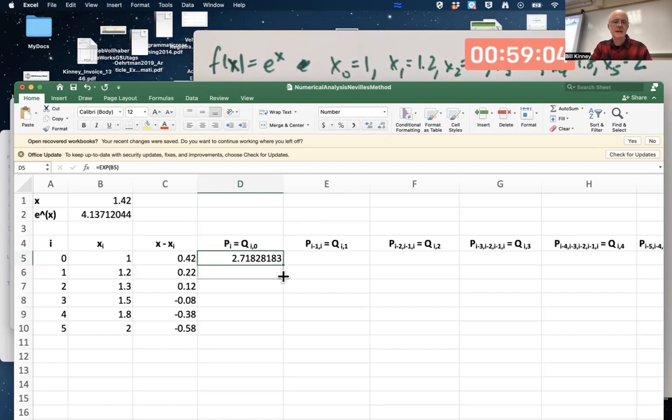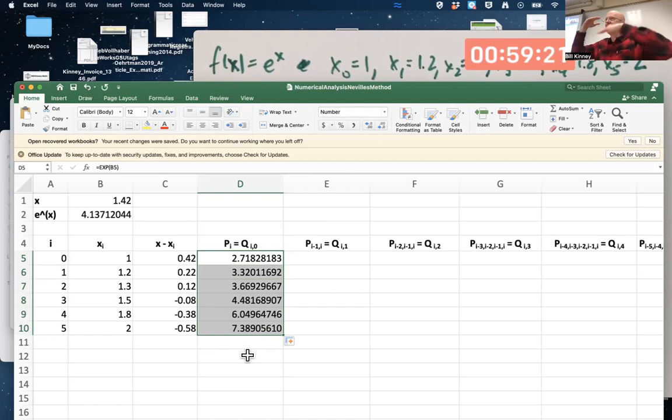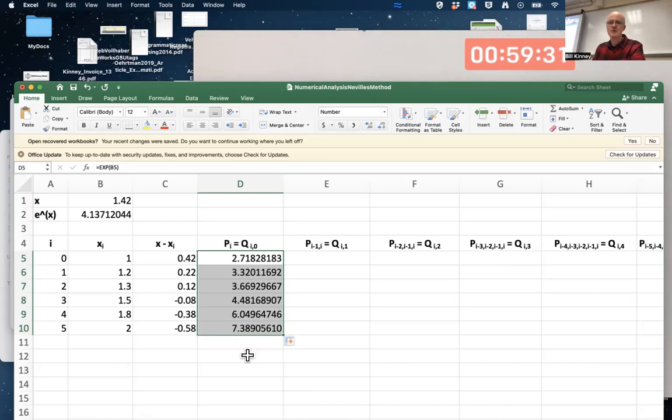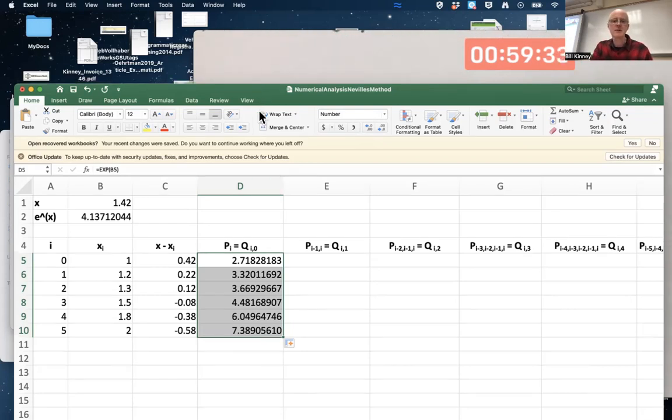The next number is going to be e to the 1.2, 3.320116992, etc. So these are the function values. The last one's e squared, 7.389. In the background, linear polynomials, graphs that are horizontal lines. For sake of time, I'm not going to draw them because we don't have a ton of time here today. I maybe should make some drawings here, but not at the moment.